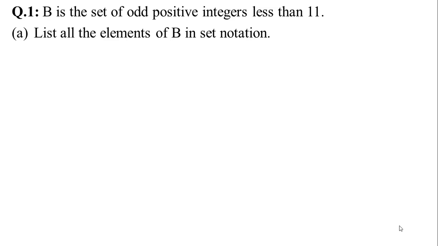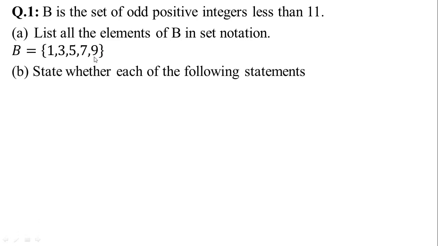B is the set of odd positive integers less than 11. List all the elements of B in set notation. First part: list all the elements of B in set notation. The given statement is that B is the set of odd positive integers less than 11. So we have B equal to {1, 3, 5, 7, 9}. These are the odd positive integers less than 11.